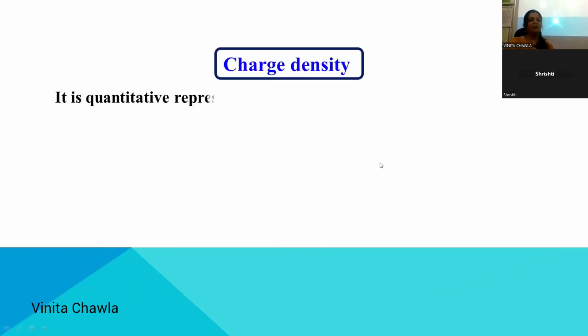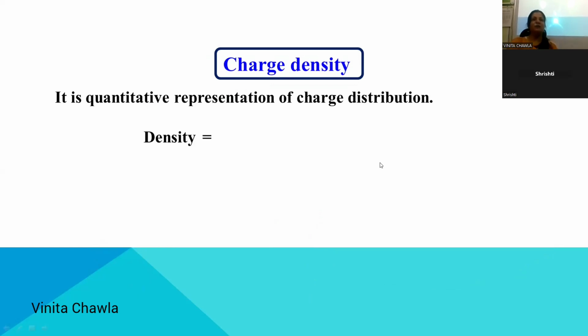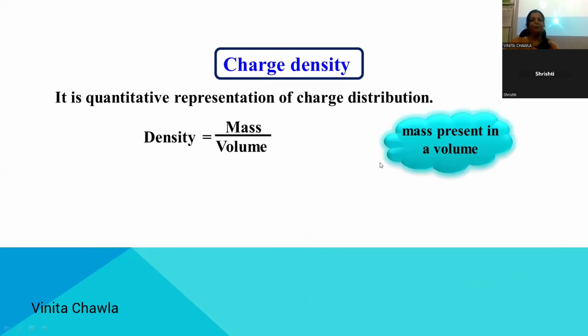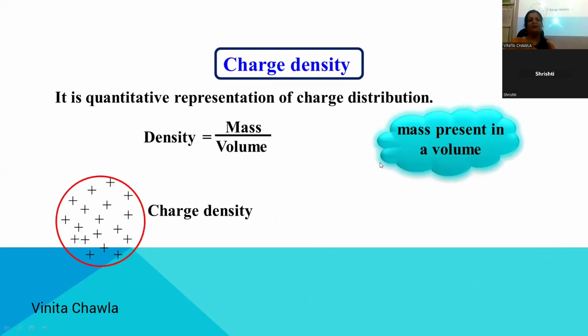So charge density is the quantitative representation of charge distribution, how charge is distributed. Okay, so what is density? Density is mass upon volume, mass per unit volume. What is charge density? Charge density is charge per unit volume. As density is mass per unit volume, similarly charge density is charge per unit volume.